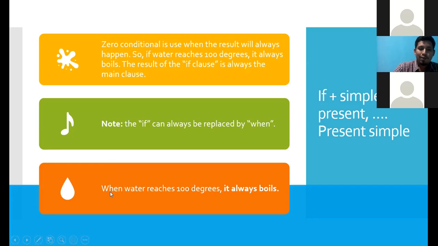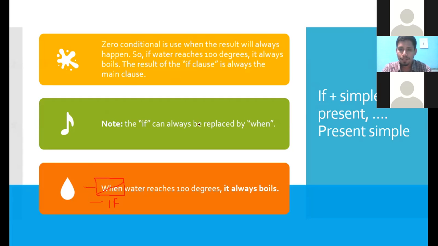The example that we have here says, when water reaches 100 degrees, what happens? Yeah. It always boils, okay, boils in this case. If you notice in this sentence, the marker "when" can be replaced with "if", okay? Both have the same meaning. We can use "when water reaches 100 degrees, it always boils" or "if water reaches 100 degrees, it always boils". It doesn't matter, you can use both, when or if.